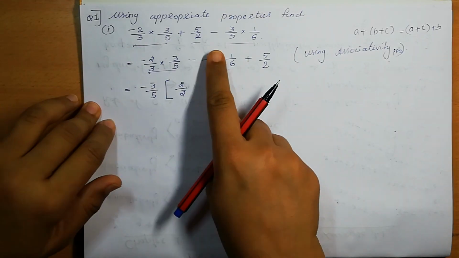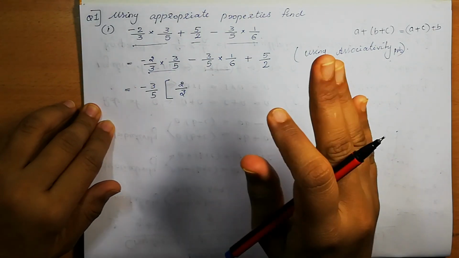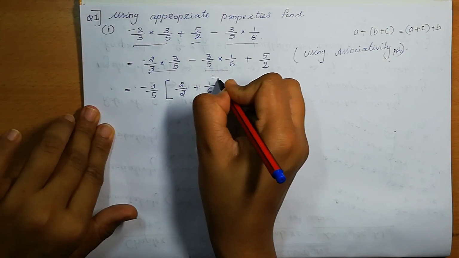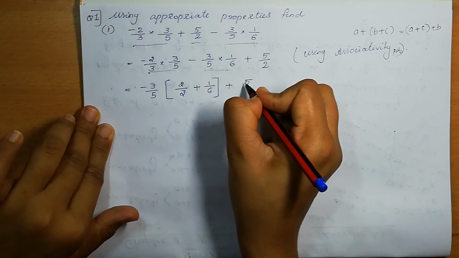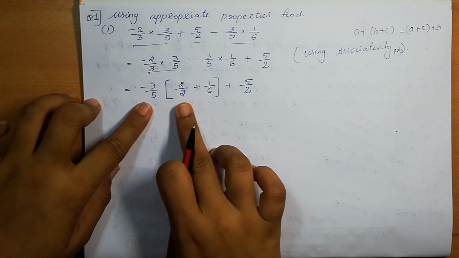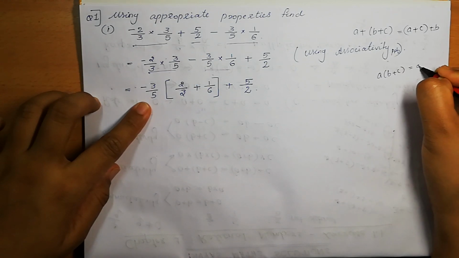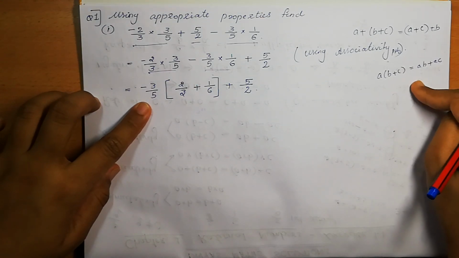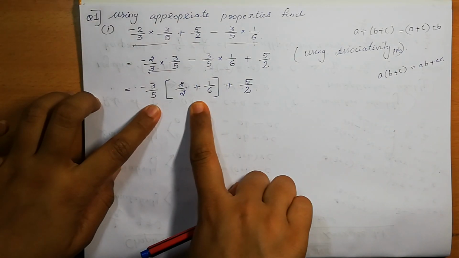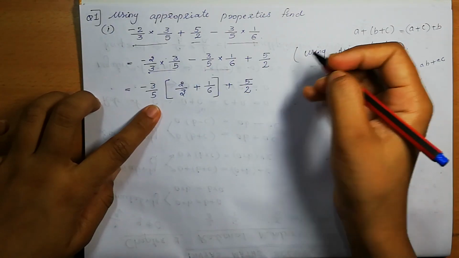Here also minus 3 by 5 is common. So what is remaining? Only 1 by 6. 1 by 6 means by default what is the sign? Plus 1 by 6, correct? Plus 1 by 6 plus 5 by 2. So what is this? It is in the form of which one? A into B plus C. We can write as AB plus AC, or A into B minus C we can write as AB minus AC. Now this is in the form of A into B plus C, correct? This is in the form of AB and AC. This is which property? Distributive property, correct?